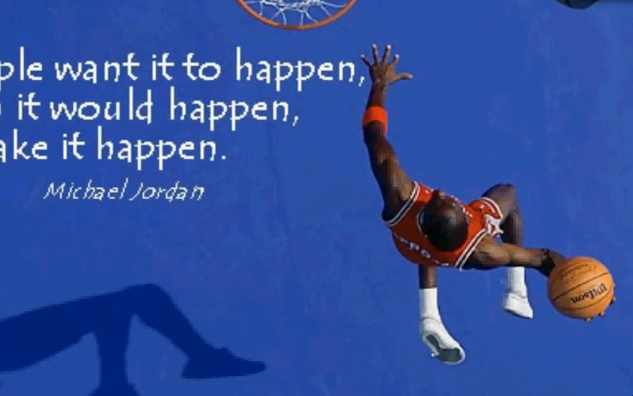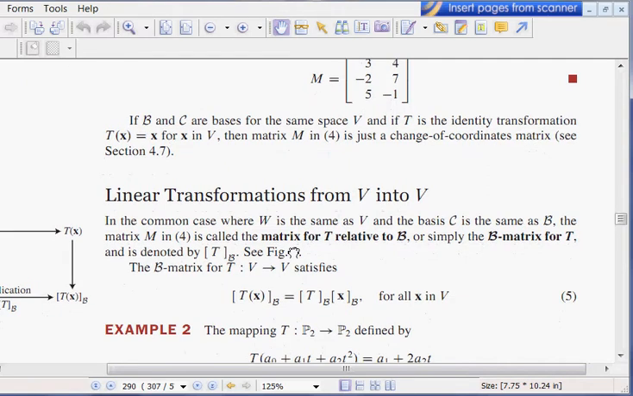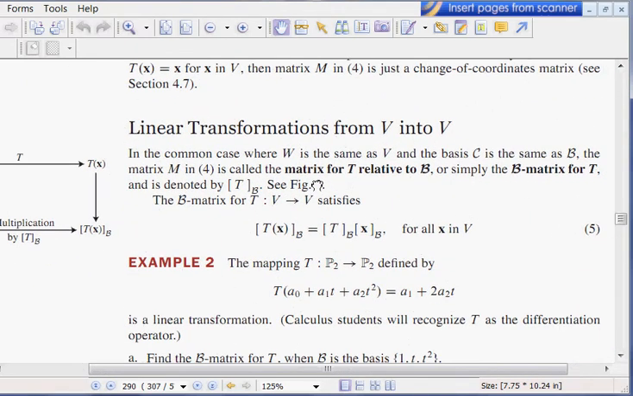Okay, so hi guys. Now we're moving on to the next thing. Linear transformations from V into V. In some cases, the vector space that you're transforming into, W, is the same thing as V, and therefore the basis C is the same as B.